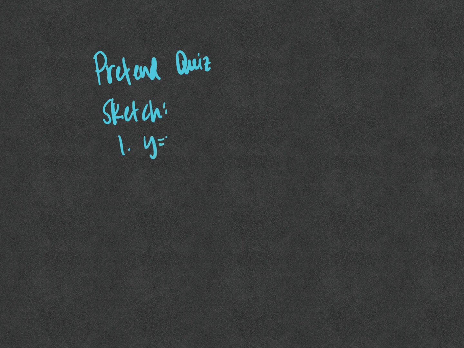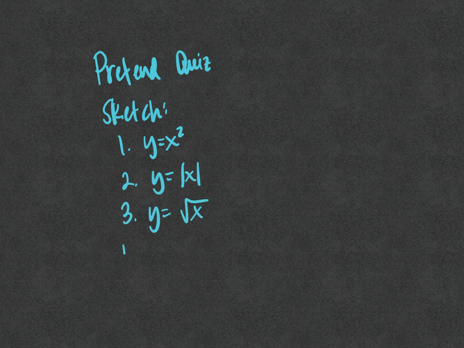So let's say number 1, y equals x squared. Number 2, y equals the absolute value of x. Number 3, y equals the square root of x. Number 4, y equals 1 over x. And number 5, y equals x to the third. So pause the video and draw them all. I'm going to give you a minute to pause.